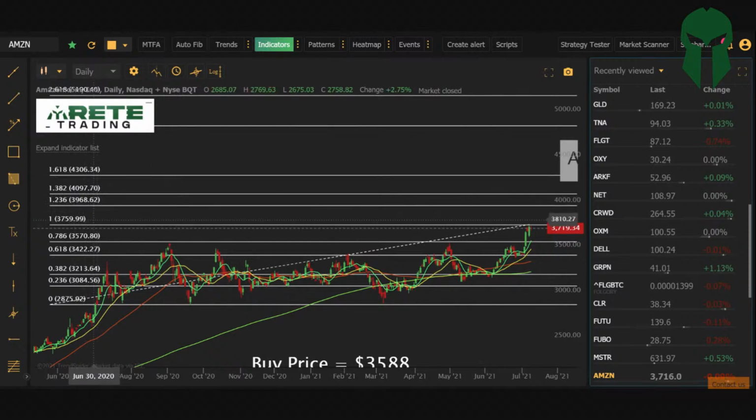You can see these levels. I don't see any reason why you can't get to 4,000 fairly quickly. I just don't see it. I mean, this stock's been basing for over a year. It's set to run.